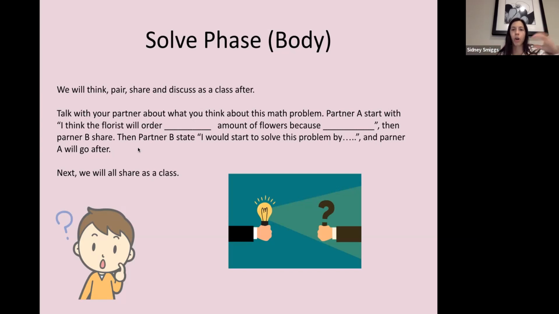Again, we separated them partner A and B to keep organization. Partner A starts, I think this many and this many, partner B shares, and then they go into, well, okay, I would solve this problem by this. And so again, we set it up very clearly so they stay on task. And then at the end, we'll share as a class. So that's how we all come together as a class and really solve the problem together and share how everybody got their own ideas.